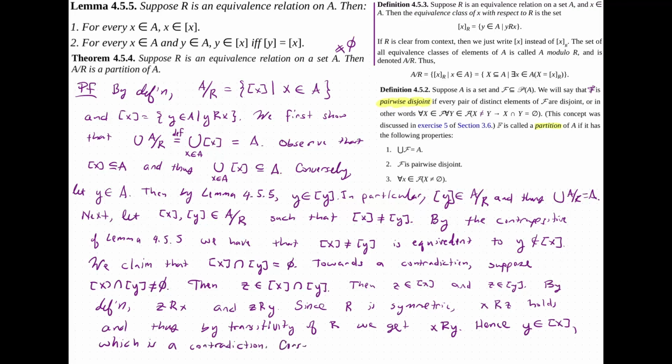Consequently, we have that the intersection of the equivalence class of x and the equivalence class of y is empty, as claimed, which shows that A mod R is pairwise disjoint.